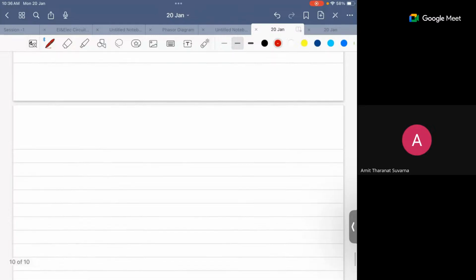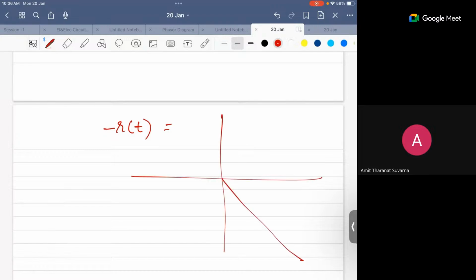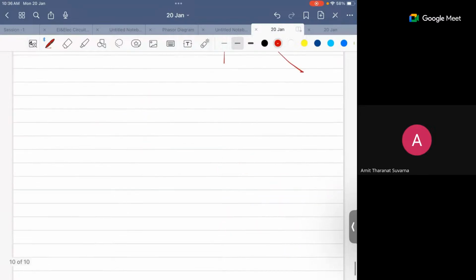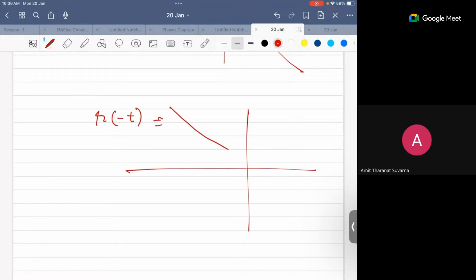If you have to represent minus of r(t), this will be like this. The slope is minus 1. It will be in the fourth quadrant only, right? No, if you take it as r of minus t, then it will be like this, right? Okay, sir.